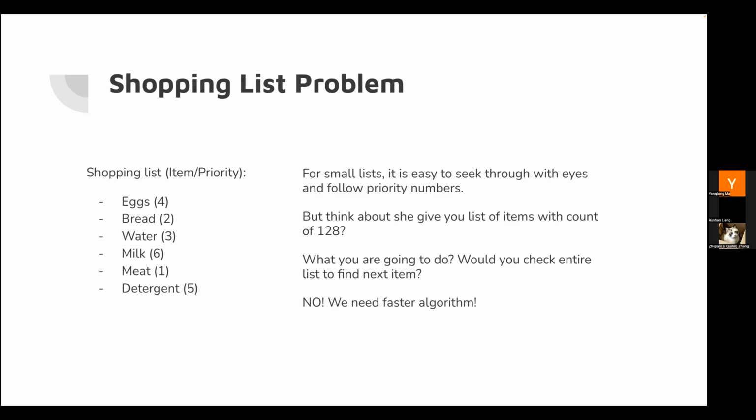Okay, so let's talk about the shopping list problem. If you look at the left side, you can see that we have 6 items. If there are only 6 items, you can easily eyeball the priority. You can see that the first priority will be meat and the second priority will be bread. However, if you expand this shopping list to like 128, you cannot easily eyeball the result of priority.